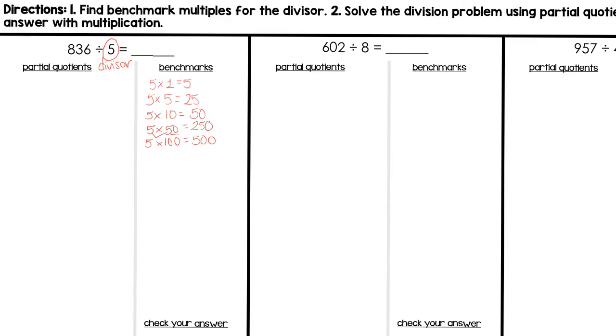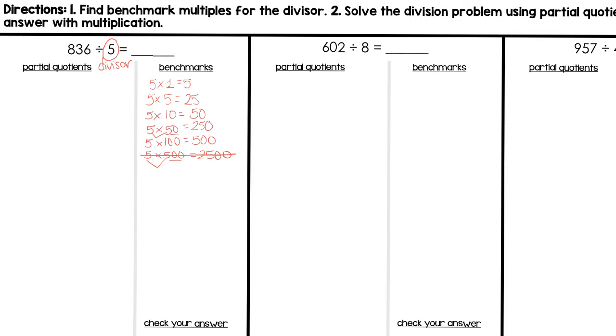I could keep going. Bigger than 100 could be 500. So that would again be 25 with 2 zeros. Now, 2,500 is way bigger than 836. So we are not going to use this benchmark because it is too large. Let's go over to our partial quotients.